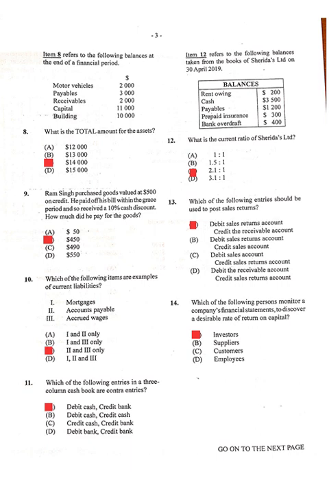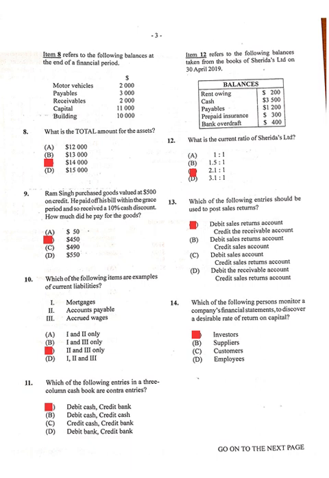Number 11. Which of the following entries in the 3-column cash book are contra entries? A. Debit cash, credit bank. B. Debit cash, credit cash. C. Credit cash, credit bank. D. Debit bank, credit bank. We know contra entries are where the double entry occurs within the cash book. One must be debited, one must be credited, one of the accounts, that is. And so the debit cash account and credit bank account would be the contra entry, that is A. Moving along, number 12.